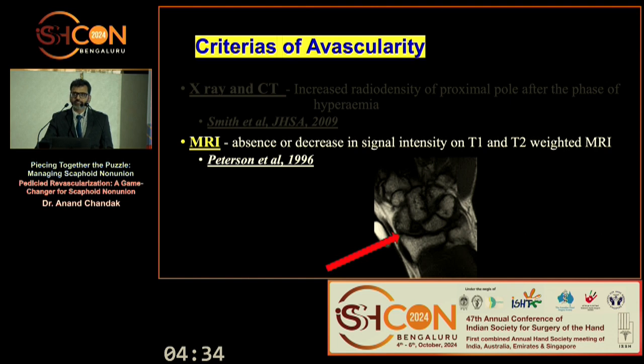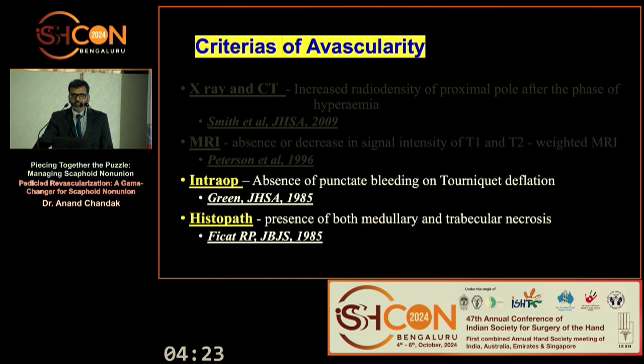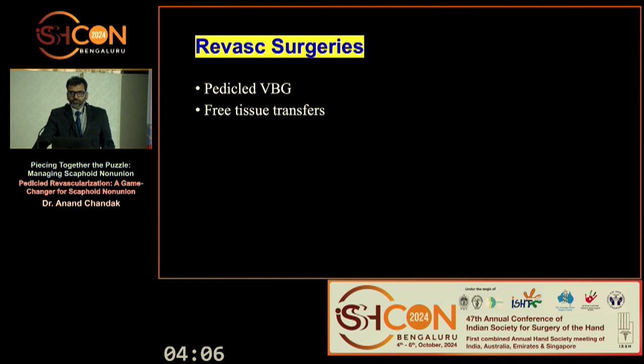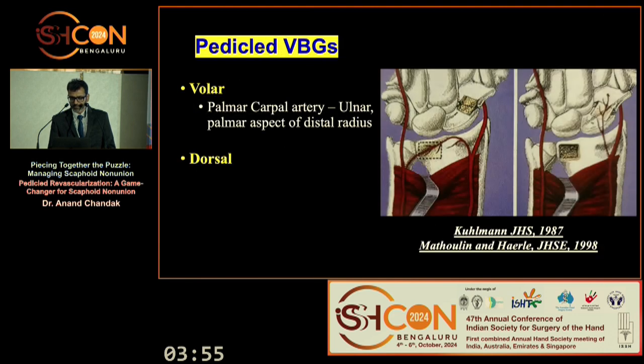Similarly, on the MRI, the absence of or decreased signal intensity, particularly on both the T1 and the T2 weighted MRI, has to be considered as this. The consistent gold standard by the clinicians is the intraoperative assessment, the complete absence of punctate bleeding after the deflation of the tourniquet, and on histopathology, the demonstration of medullary as well as trabecular necrosis. So, the revascularization surgeries for the non-union scaphoids are basically two: pedicle vascularized bone grafts and the free tissue transfers. I would be talking about the pedicle grafts.